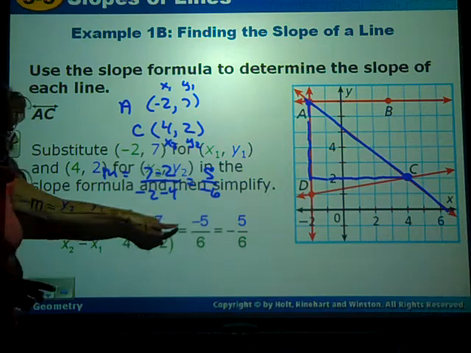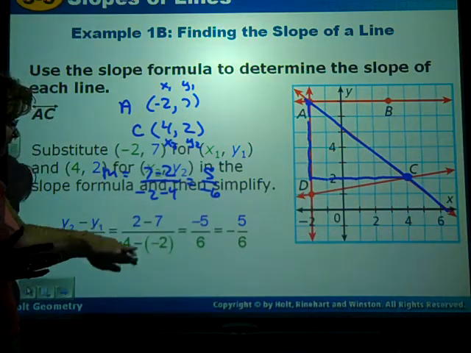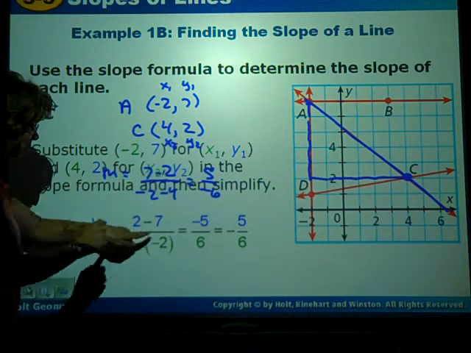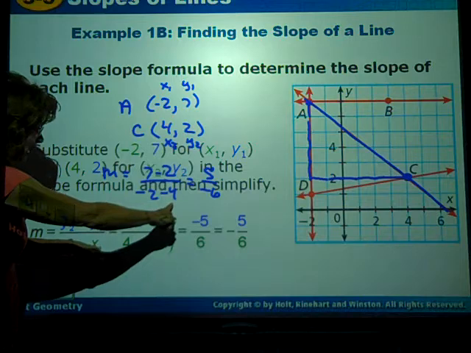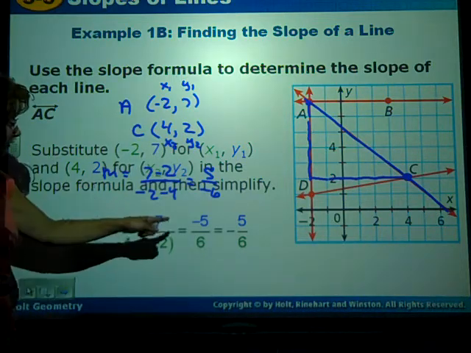And one other thing to note, you could have the negative in the numerator or the denominator, depending on which way you did it. Here, notice their work, they put the 2 first instead of the 7. But then the 4 had to go first instead of the negative 2. You can go either order, it doesn't matter. You'll get to the same place.